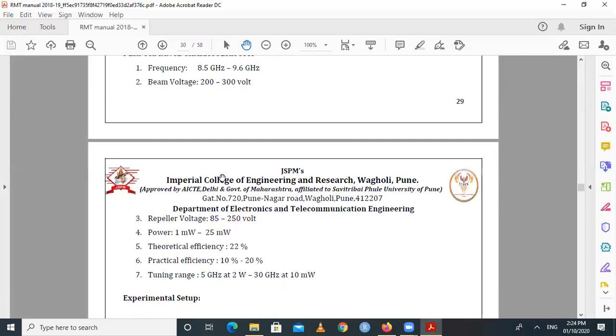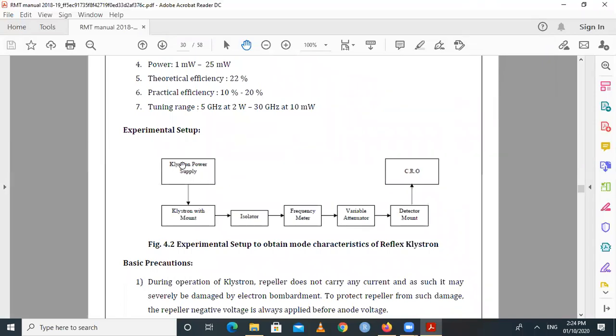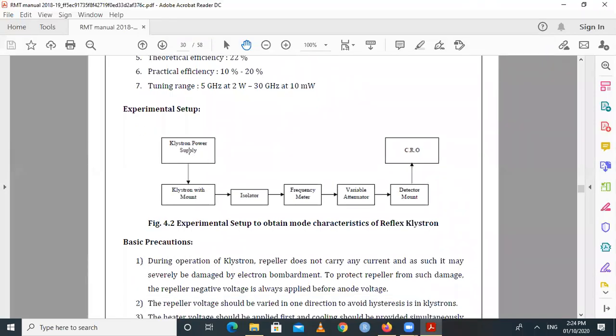And when we go for the setup or block diagram of this klystron experiment, we need this klystron power supply, then a klystron mount or klystron tube. Then output of the klystron tube is given to the isolator. We know that an isolator is a device which can transmit signal in only one direction. Then for measurement of frequency, a frequency meter is used. After that, a variable attenuator or slotted section you can connect. And then finally a Schottky barrier diode detector mount is present, which detects the signal and which is given to the CRO. So this particular experimental setup, in general, is called a microwave test bench.